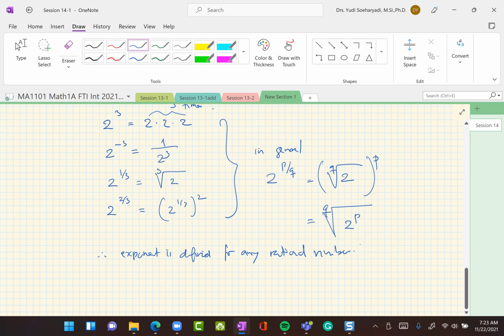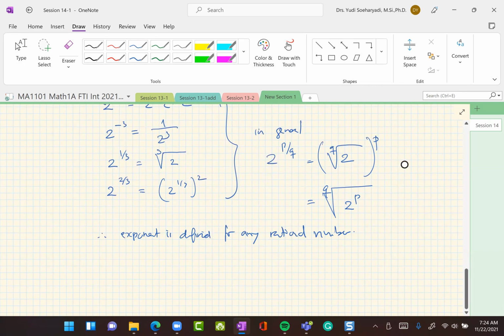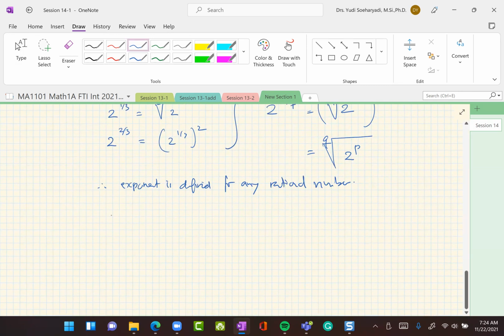The thing is, here comes the problem. What if we compute something that looks like this one, say 3 to the square root of 2? What does it mean?